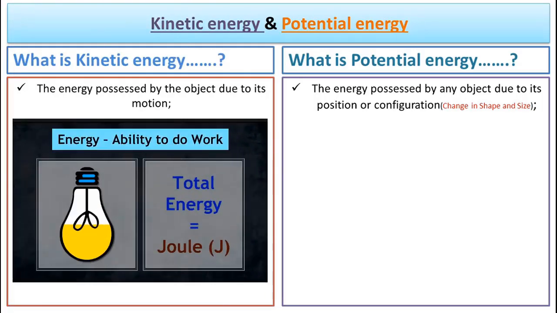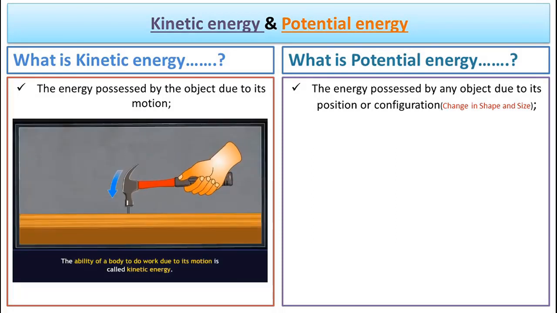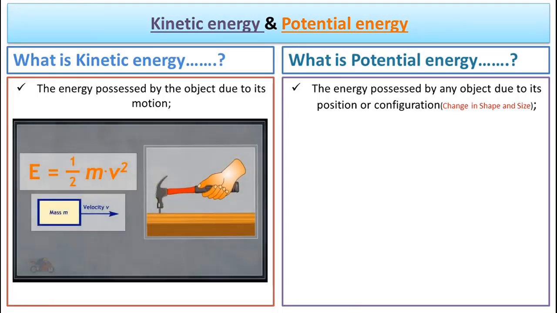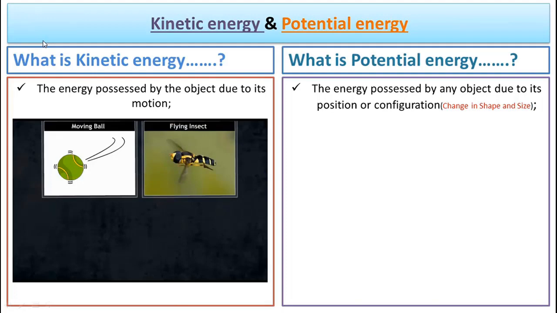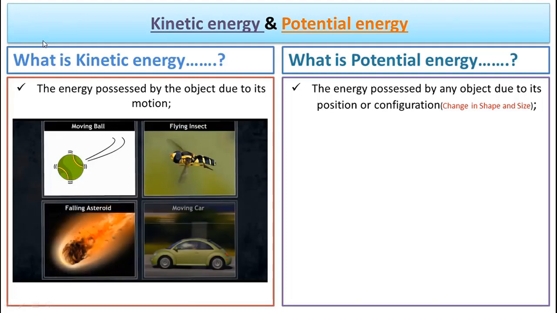Energy is the ability to do work. Its unit is joule. The ability of a body to do work due to its motion is called kinetic energy. Thus, kinetic energy of a body with mass m and moving with a velocity v is 1 upon 2 mv square. A moving ball, a flying insect, a falling asteroid, and a moving car possess kinetic energy due to their motion.